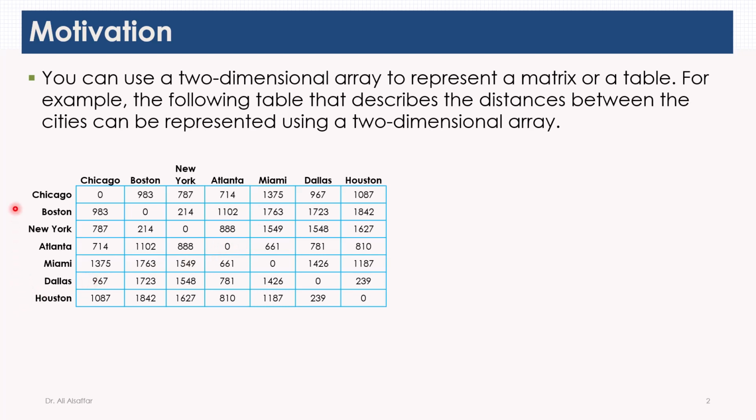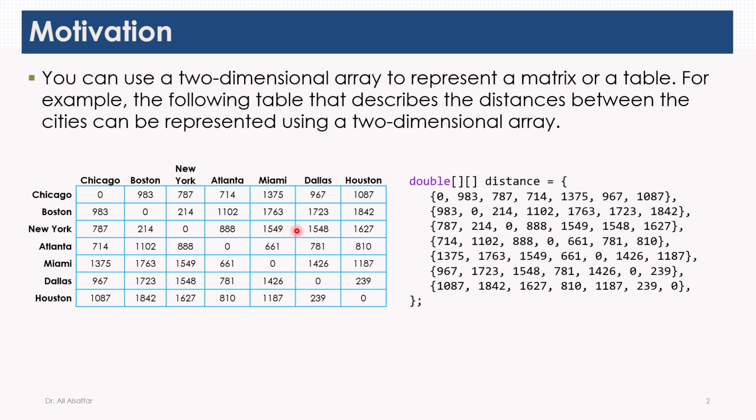In this table, the rows and columns are the city names, and the entries represent the distances between these cities. Here are the rows, and here are the columns. In terms of dimensions, the number of rows is the first dimension, and the number of columns is the second dimension. So when we declare an array of two dimensions, we can represent the data in a tabular form, where the first dimension is the number of rows and the second dimension is the number of columns. Let's take a quick introduction on how to represent this table as a two-dimensional array.